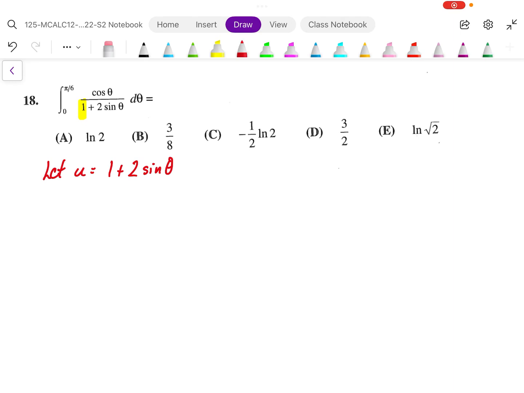And the reason why we do this is because when we differentiate to get the du, the 1 differentiates to 0, so I end up with 2 cosine theta d theta. Okay, so I'm going to replace, I have my cosine theta d theta, the outside function being accommodated by the derivative. I'm just going to rearrange this derivative. Du over 2 is equal to cosine theta times d theta.